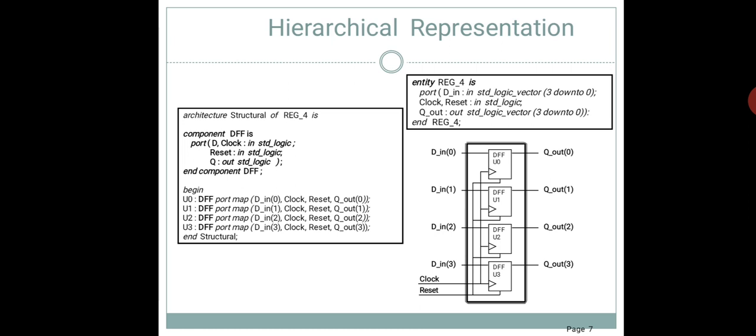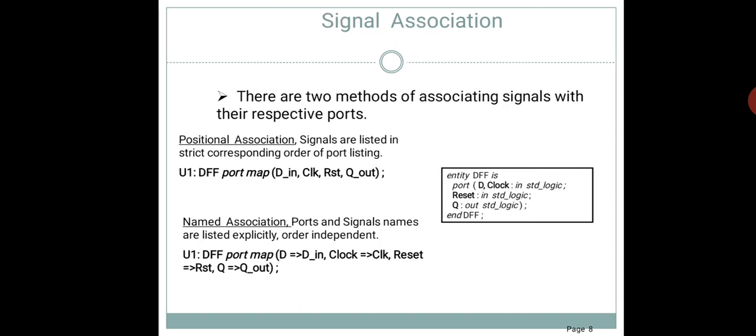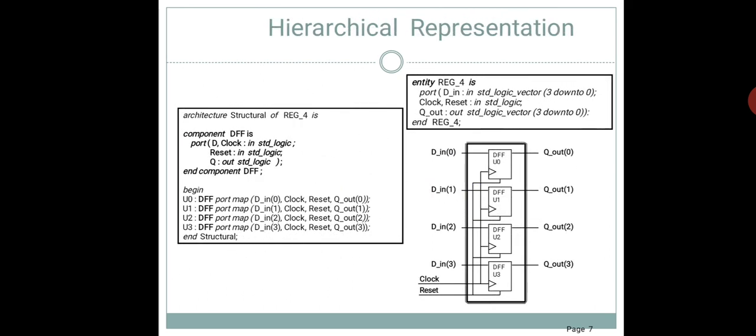As D in is a 4 bit signal, this can be represented by D in of 0, D in of 1, D in of 2, D in of 3. So this way the components have been mapped accordingly, and this will implement the 4 bit register. So this is also a way of writing the VHDL code, and this kind of implementation is called structural modeling.